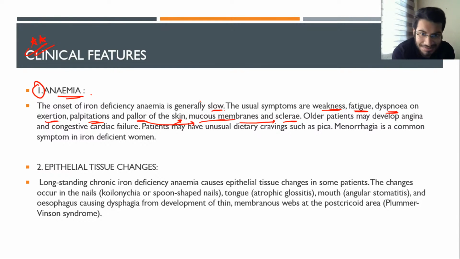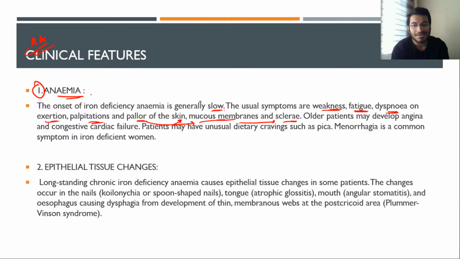Then patients may have unusual dietary cravings such as pica, जैसे कि बच्चों को होता है दीवार खाना, मिट्टी खाना, so it's pica. Pica is basically eating of chalk. So generally the patients who are having iron deficiency anemia would be having a craving of eating chalk. Menorrhagia is a common symptom of iron deficiency in women, right?